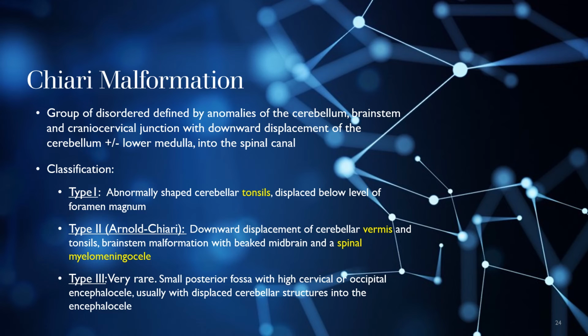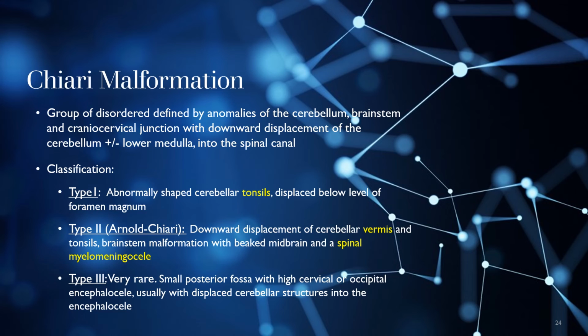Type 2, also called an Arnold-Chiari malformation, has downward displacement of both the cerebellar vermis and the tonsils, and it leads to a brainstem malformation with a sort of beaked-appearing midbrain. And type 2 Chiari malformations are highly associated with spinal myelomeningocele, as we talked about previously.